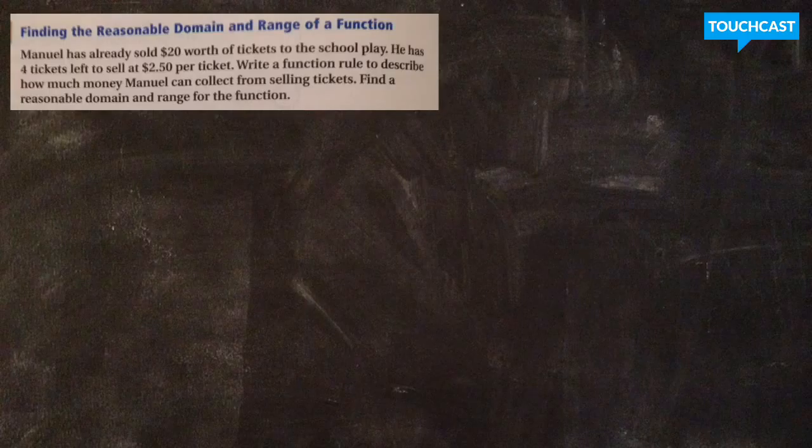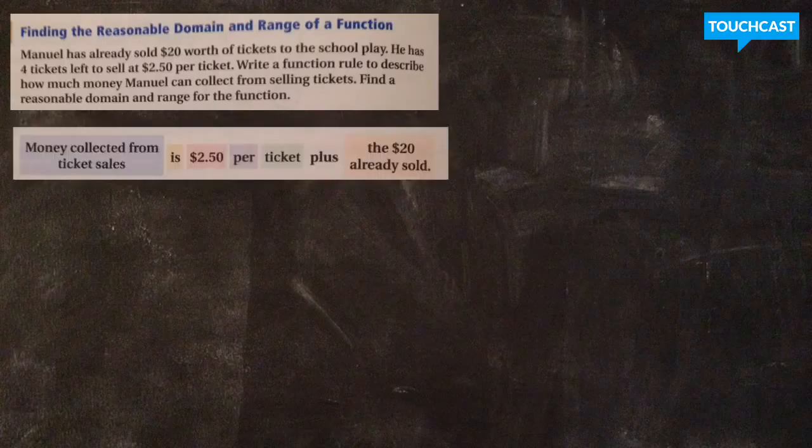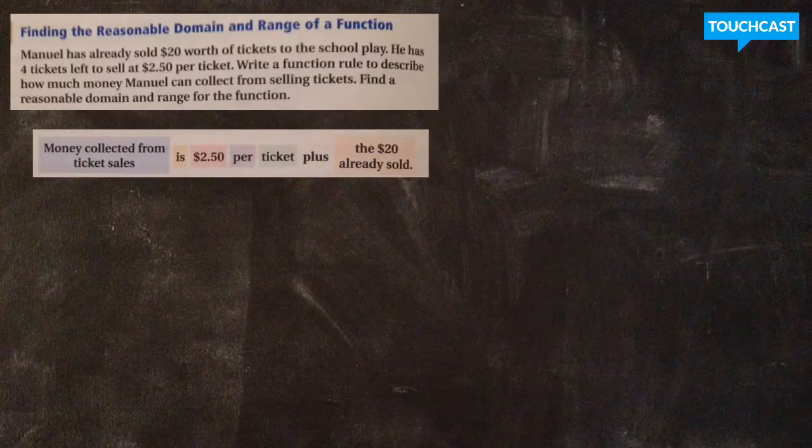So let's start by just thinking of the situation we have. Money that can be collected from ticket sales is going to be $2.50 per ticket sold plus the $20 Manuel has already collected. Now, because the amount of money we collect from ticket sales is going to depend on how many tickets we sell, the money collected will be our dependent variable and the number of tickets we sell will be our independent variable. So our money will be our y and our tickets will be our x.